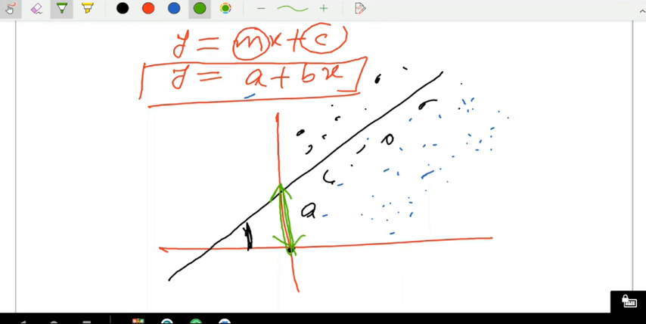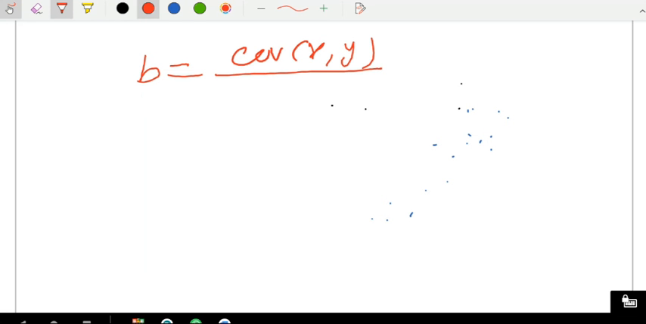But how do we find out the value of a and b? Here is the formula once again. I'll just write down the formula and tell you. So b is nothing but the covariance of x and y, divided by sigma x square, which means the square of the standard deviation. Okay, and you know the formula of standard deviation, you know the formula of covariance. You can find out the value of b.